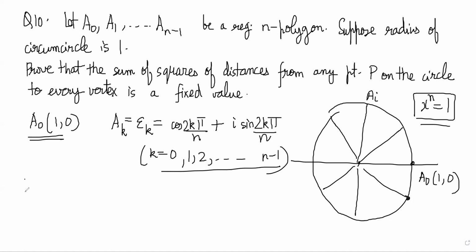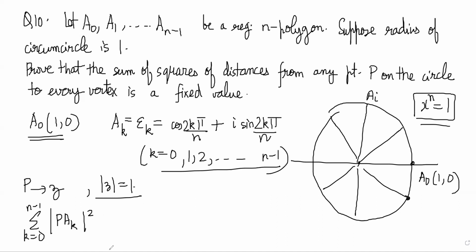Now, let the corresponding point P be z, and we know that mod z is equal to 1 because z lies on the circle. Now, what we have to find is the sum, k goes from 0 to n minus 1, of the distance from P to any of the vertices, mod of PAk, whole square. We have to find the sum of squares of distances from P to all the vertices of the polygon, right? So we'll do it on the next screen.